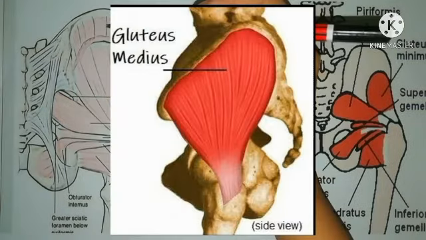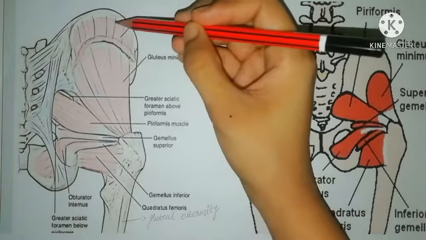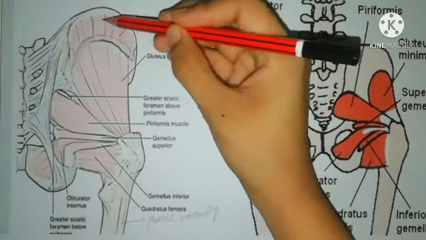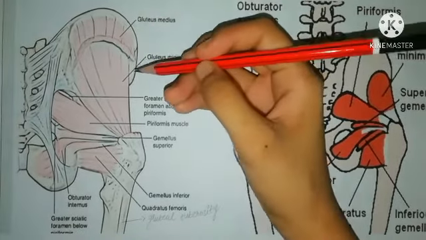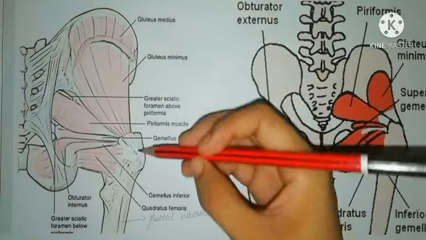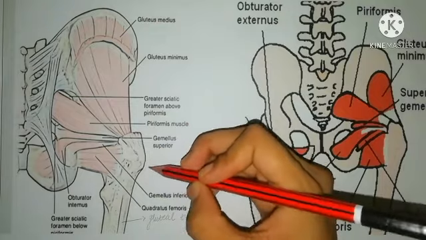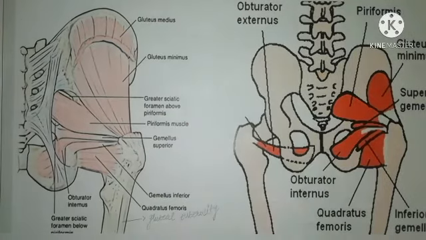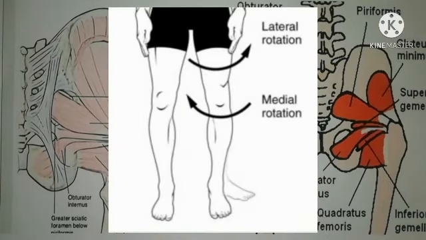It is fan shaped and covers the lateral surface of the pelvis and hip. Origin is from the gluteal surface of the ilium between the anterior and posterior gluteal line. The insertion is into the greater trochanter of the femur over here. The nerve supply is the superior gluteal nerve. The root value is L4, L5 and S1. The action of this muscle is abduction of thigh and medial rotation.